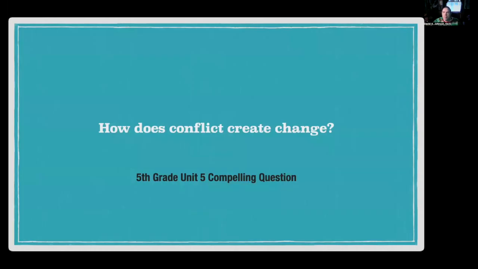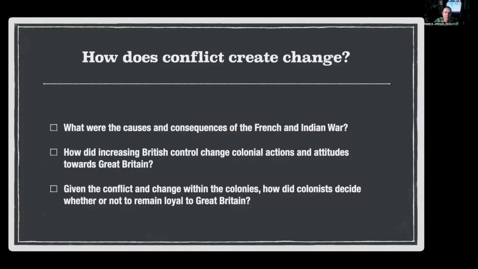Our fifth unit starts to lead us into the American Revolution. How does conflict create change? So we can't talk about the American Revolution without talking about the French and Indian War, because without the French and Indian War, it might have been a little bit longer before we went that revolution route. But we have our whole lesson on the causes and consequences of the French and Indian War, and it's here that we set the stage for what happens in the next unit when we get into the revolution.